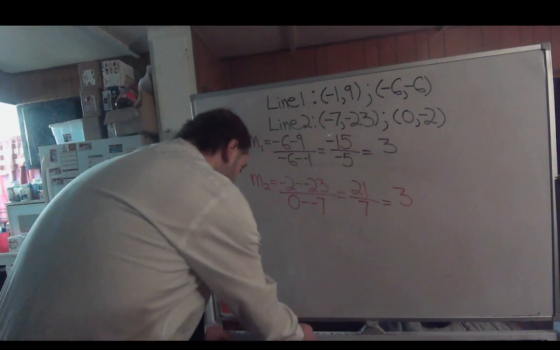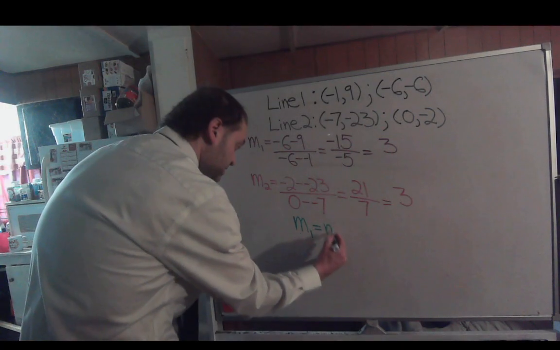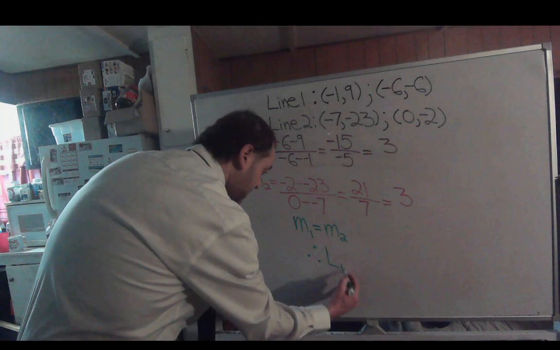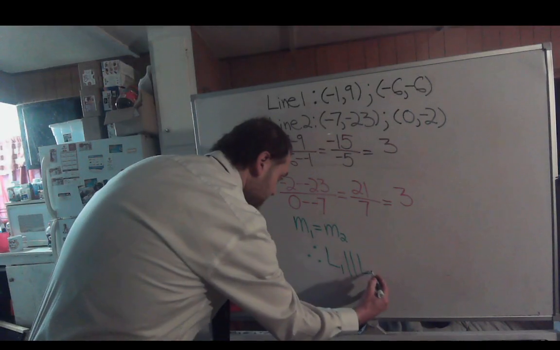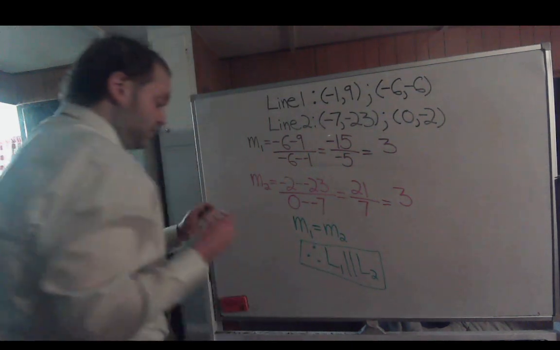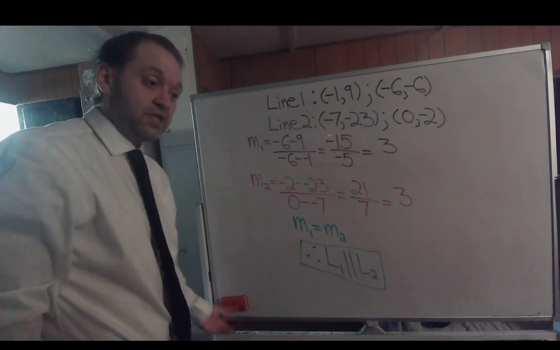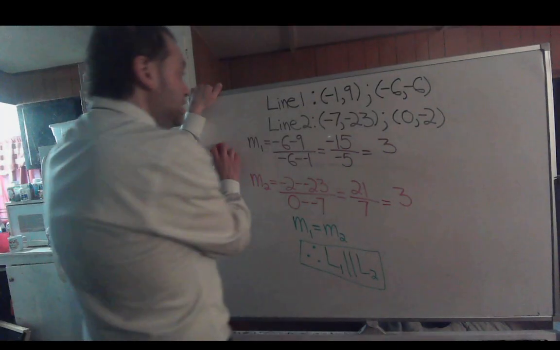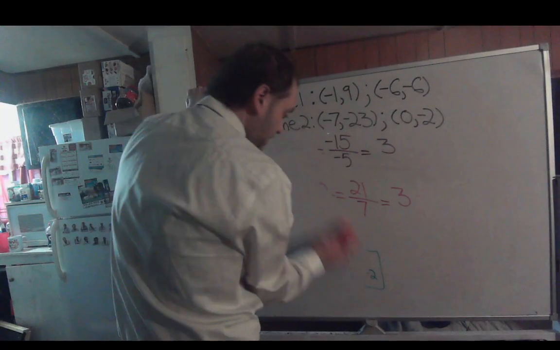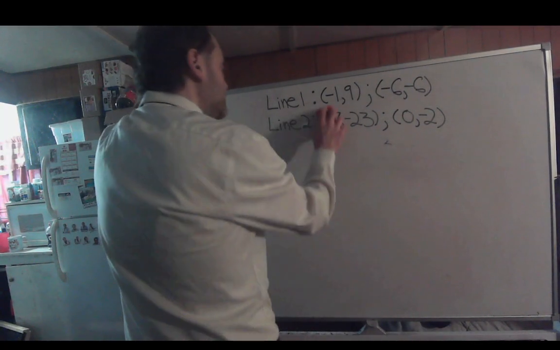Notice these two slopes are equal to each other, right? We can say that slope 1 equals slope 2. Therefore, line 1 is parallel to line 2. Notice I'm using that geometry notation again. But since the slopes are equal, we can say that line 1 is parallel to line 2. Let's do a few more of these. All right, the points are going to change here.